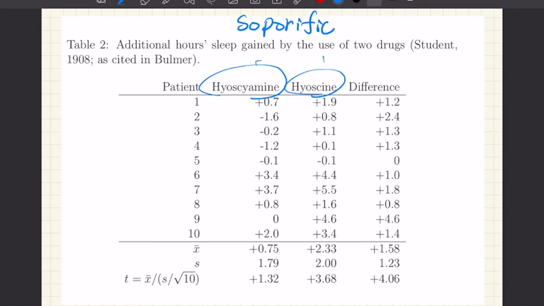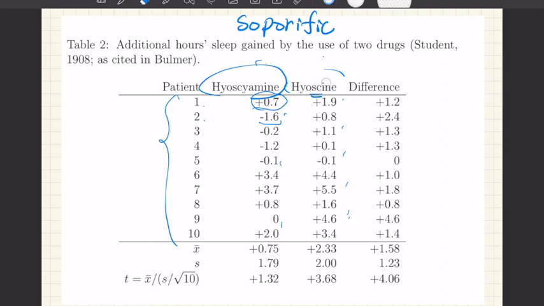Okay, so we have two types of drugs, and we have 10 patients. So if patient 1 takes hyoscyamine, then his sleep was improved by 0.7 hours. Okay, he slept longer. And patient 2, when taking this hyoscyamine, his sleep actually decreased by 1.6 hours, and so on. So we have this data. And we have similar data for another drug, hyoscine, like this. And first, let's look at hyoscyamine only.